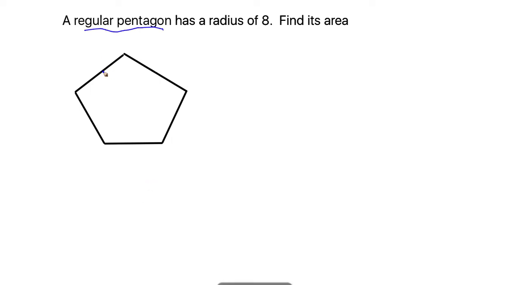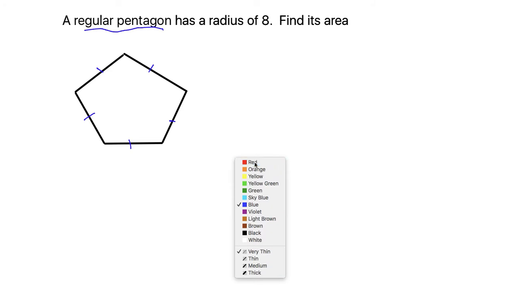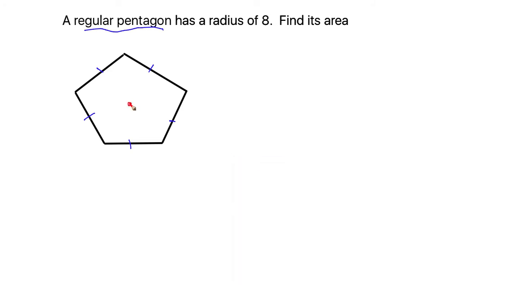Again, these side lengths here are supposed to be congruent, so these are all congruent side lengths. It has a radius of 8, and keep in mind the radius is the length from the center of the regular pentagon to one of the vertices. So this length here is 8. In fact, all of these radii are 8, because by virtue of being a radius, that's what it means. These red line segments are all equal to each other, they're all equal to 8.